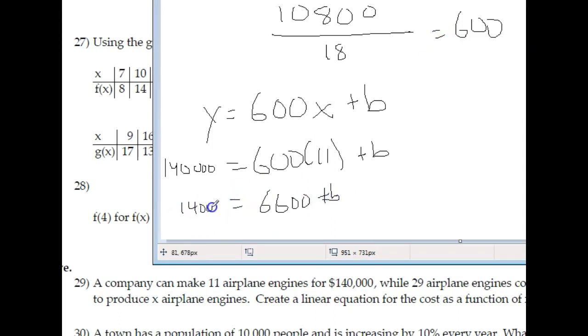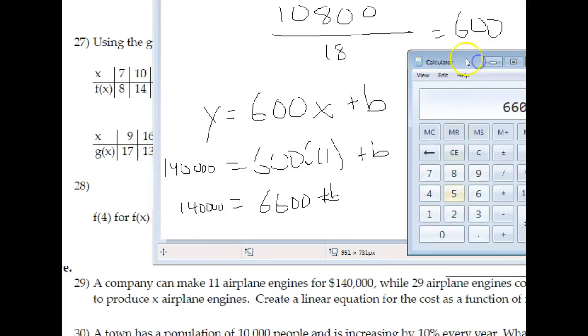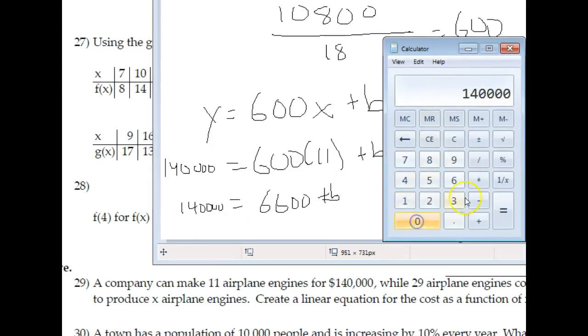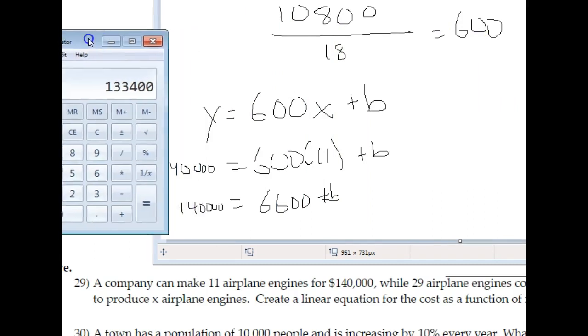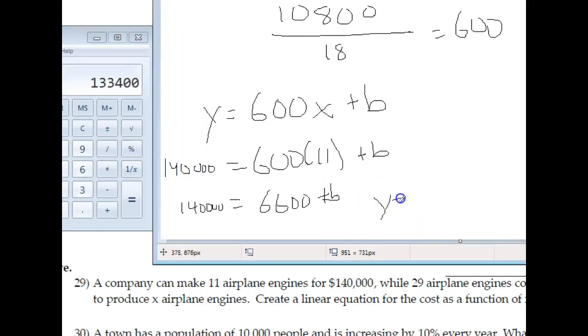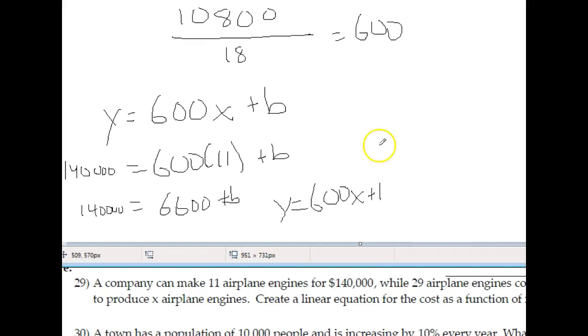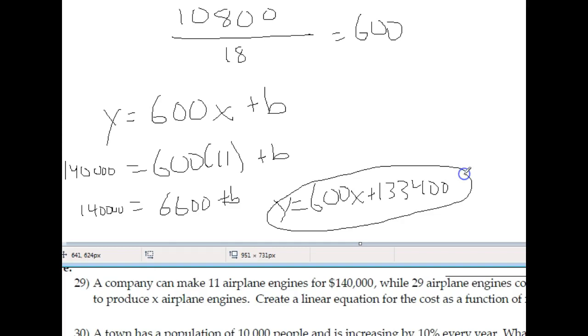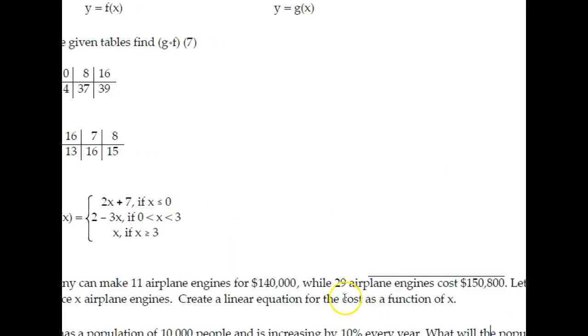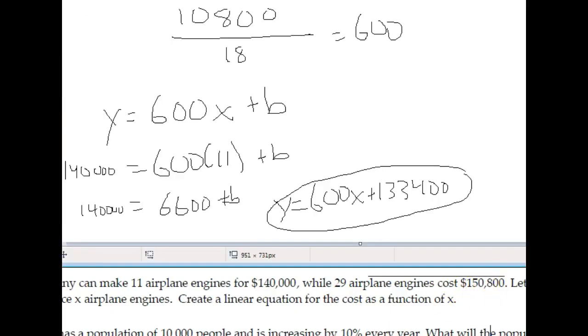And so when we subtract, we're going to take our 140,000 and subtract 6,600. And we get 133,400, which is our b. So our final equation is y equals 600x plus 133,400. That is the equation of the line. And when you plug an 11 in, you get back this value. When you plug in a 29, you get back that value.